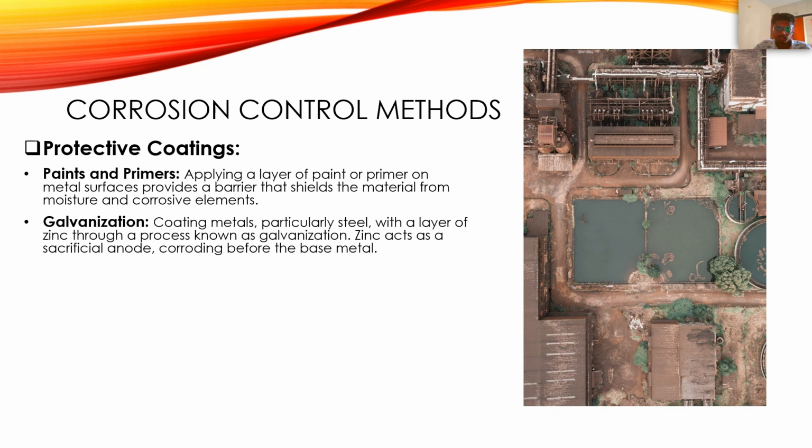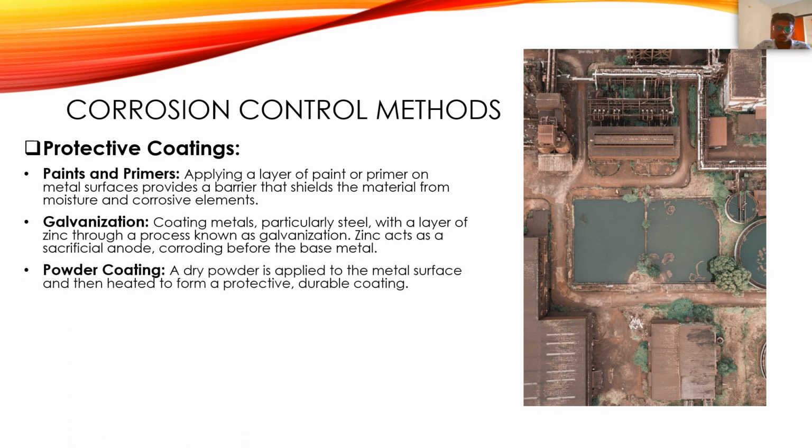Galvanization. Coating metals, particularly steel, with a layer of zinc through a process known as galvanization. Zinc acts as a sacrificial anode, corroding before the base metal. Next, powder coating. A dry powder is applied to a metal surface and then heated to form a protective, durable coating. This all comes under protective coating.